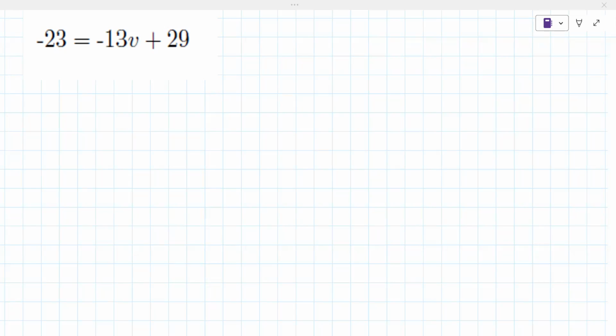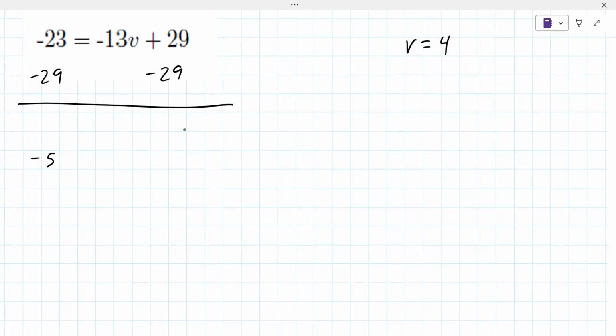V equals 4. V equals 4. Okay. Tell me what you did first to solve. Well, you have to subtract 29 from 23. Okay. And tell me what that becomes on the left. That's going to be equaling negative 52.